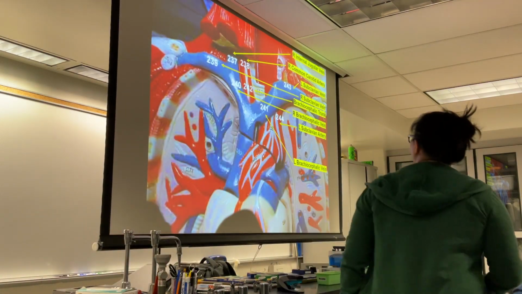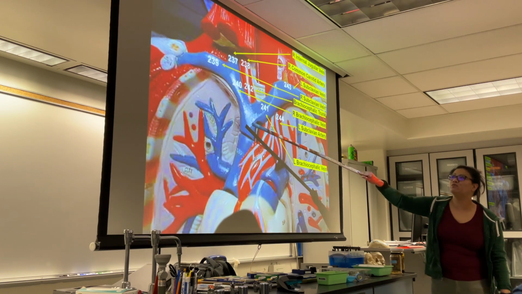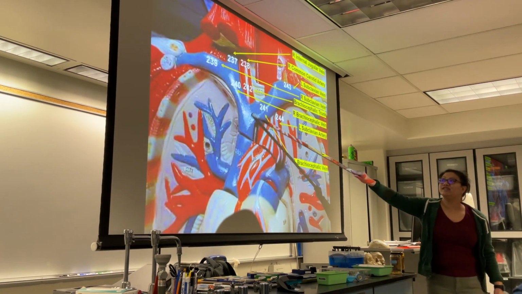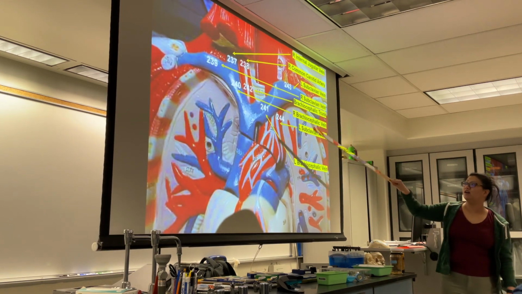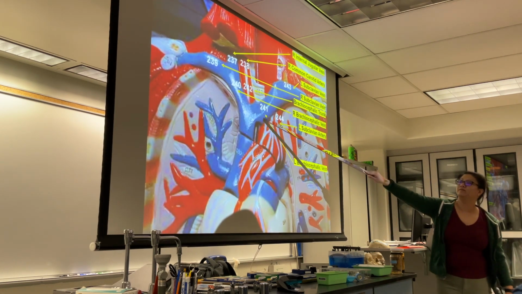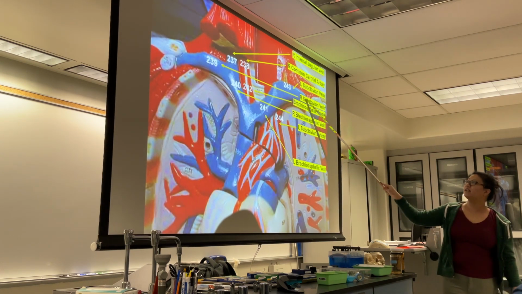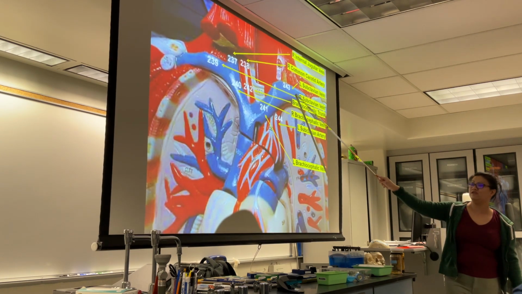All right, so I want you guys to notice here's that superior vena cava, it's coming off, right? When you bifurcate, the left side just automatically becomes the left brachiocephalic vein. Everybody clear on that? The left brachiocephalic vein. And then that's gonna lead into the left subclavian vein.